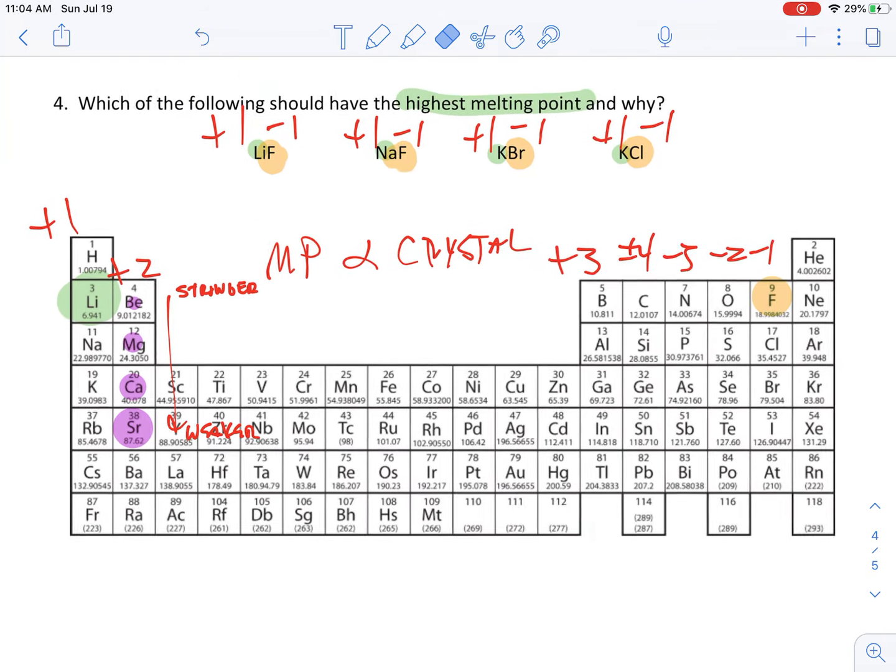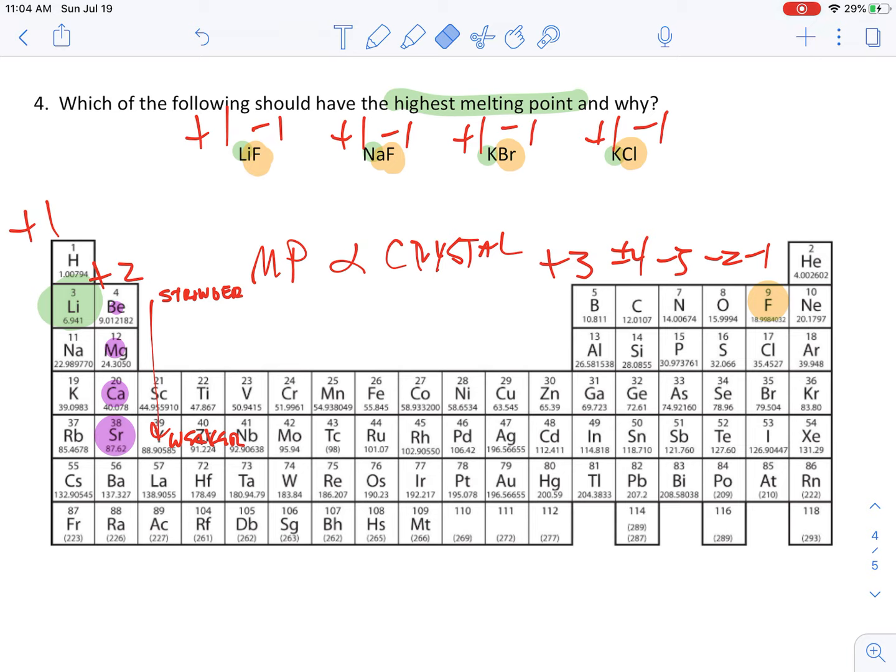So if there is a combination of lithium and fluorine, that should be the strongest one. And oh, look, there it is right there. So lithium fluoride should be the highest melting point because it's the strongest crystal.